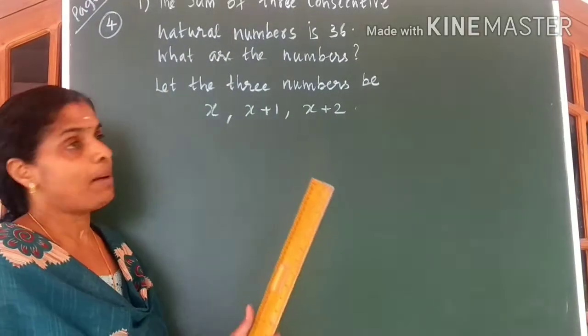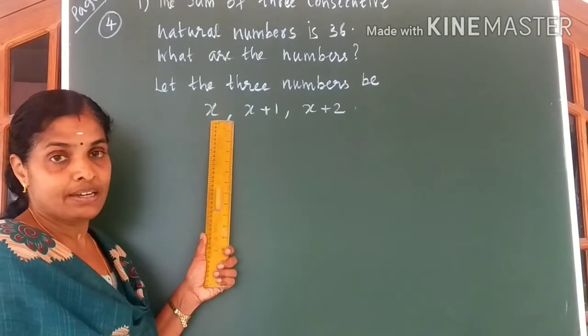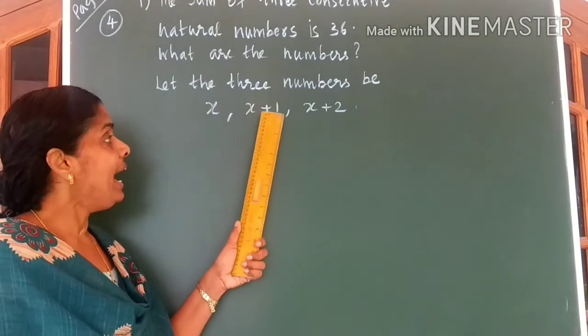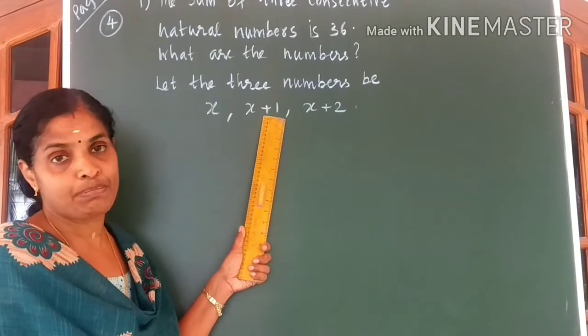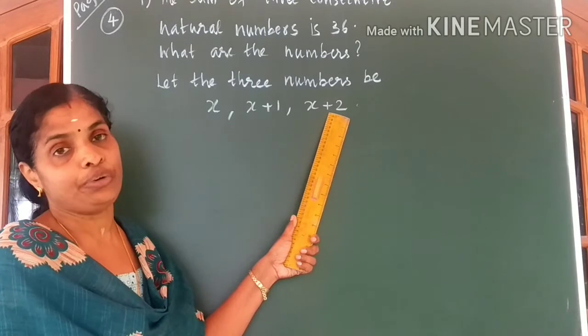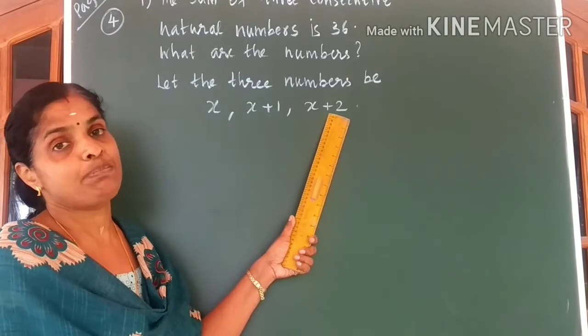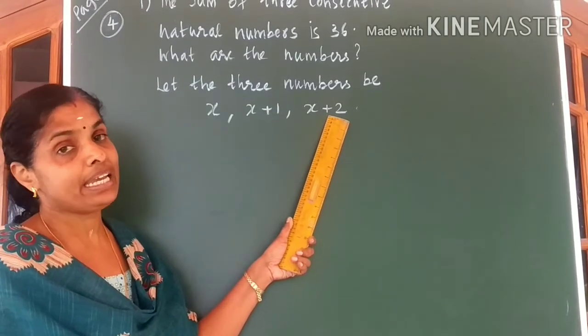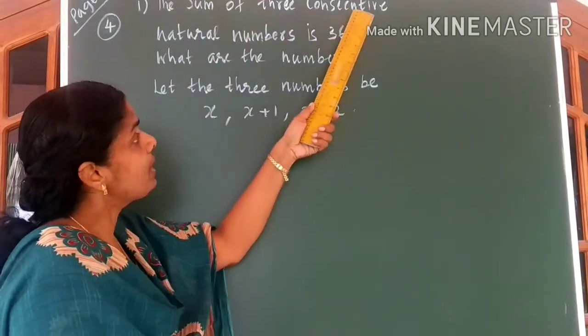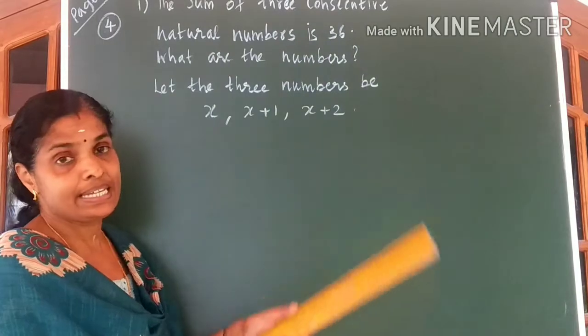So I took the numbers to be x. First number is x. So what is the next number? Add 1 to it. So x plus 1. What is the third number? Add 2 to it. So you get x plus 2. Now use the given condition. You are given the sum of 3 consecutive natural numbers is 36.